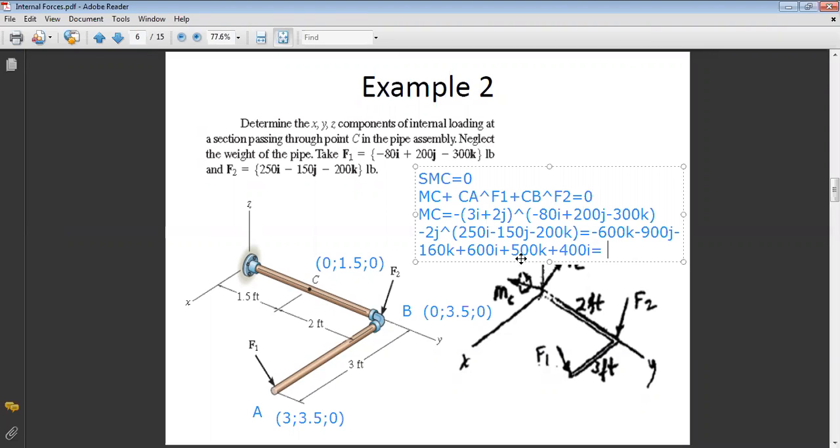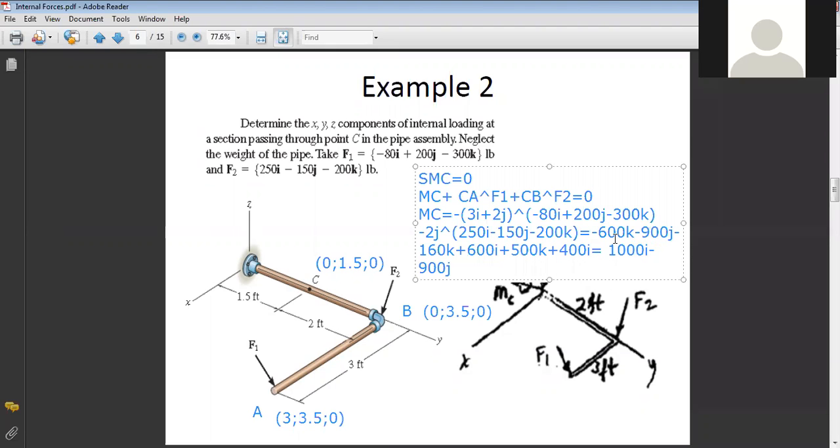Along i, what do I have? 400 plus 600, so it's 1000i. Along j, I have minus 900j, and along k, I have minus 600 plus 500, so minus 100, and plus 160, so it is plus 60. So if I didn't do any calculation errors, this is the result. Okay, let us verify.